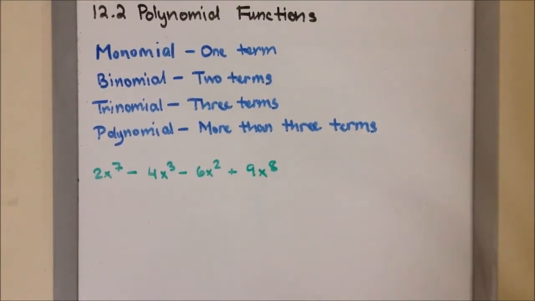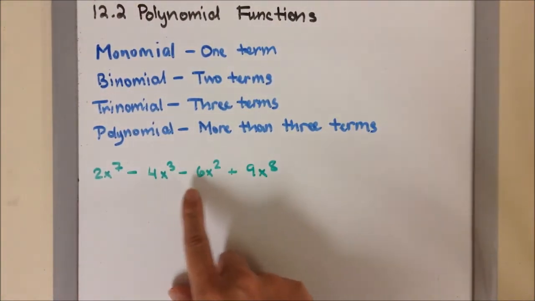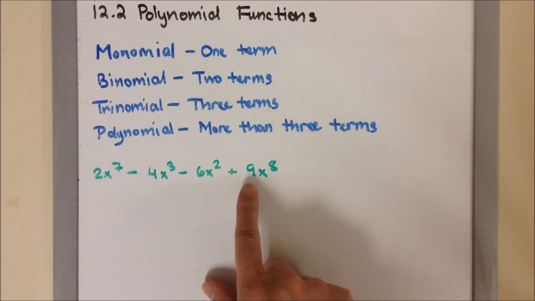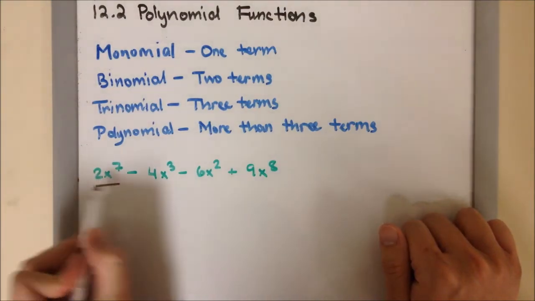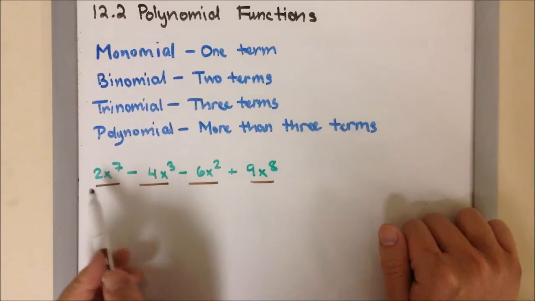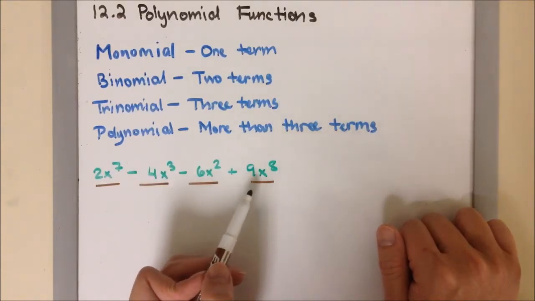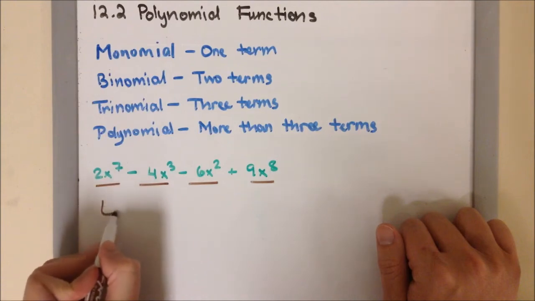In the next example, we have 2x to the seventh power minus 4x to the third power minus 6x to the second power plus 9x to the eighth power. So let's count the terms that we have here. I have 1, 2, 3, 4. So I have 4 terms. So more than 3 terms, that's going to be called a polynomial.